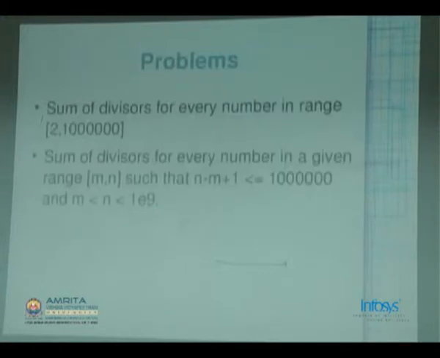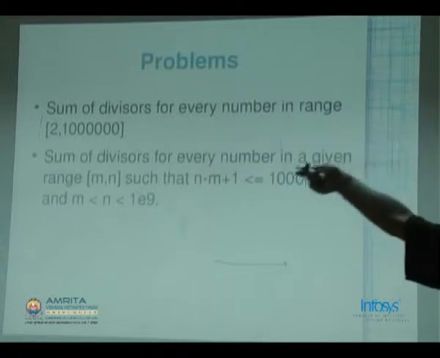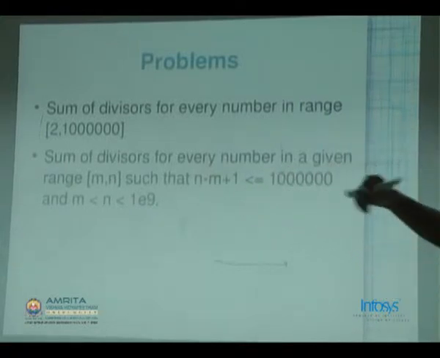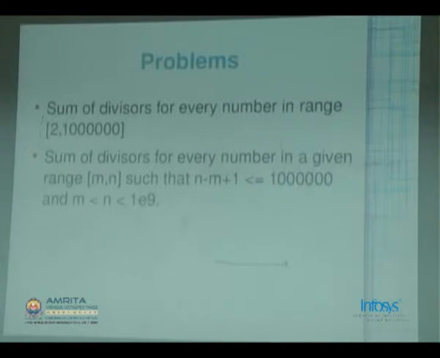Okay, next slide. Before we move on to the other topic, I'd like you to attempt a few problems. It's better if you attempt even the first problem, that's okay. So you're given a range of A to B. Let's say the range is 2 to 10 power 6. You have to calculate for every number in that range the sum of its divisors.